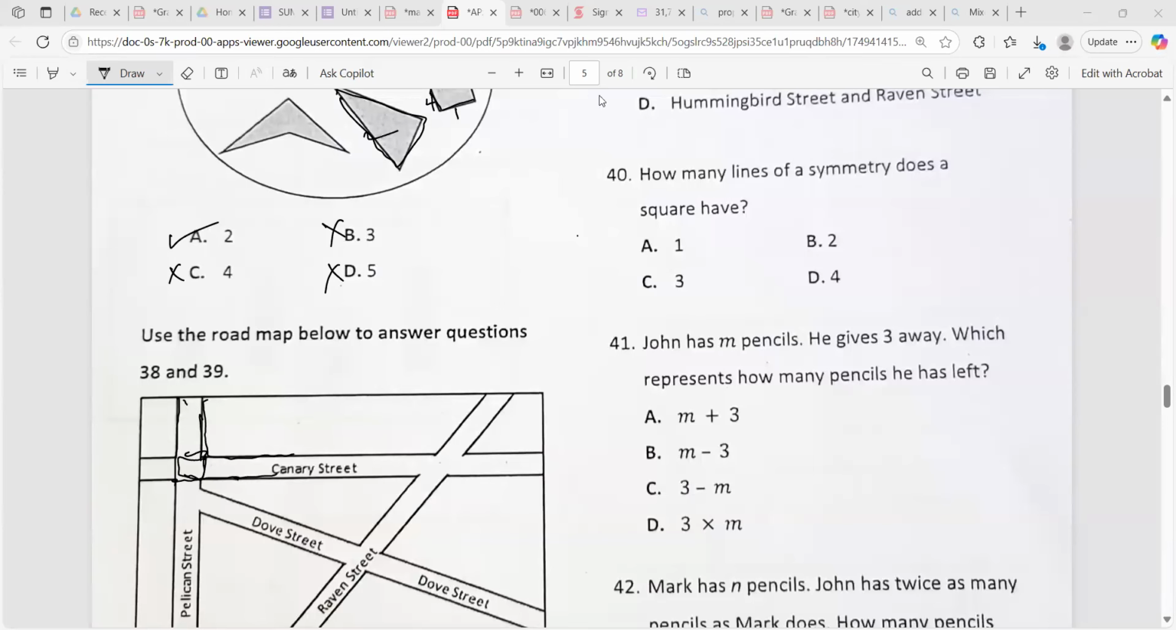Not getting Kylie. So there are two horizontal lines, one vertical and one horizontal.